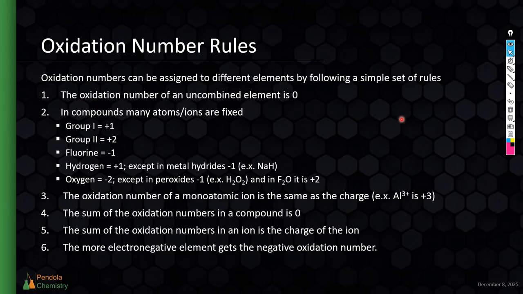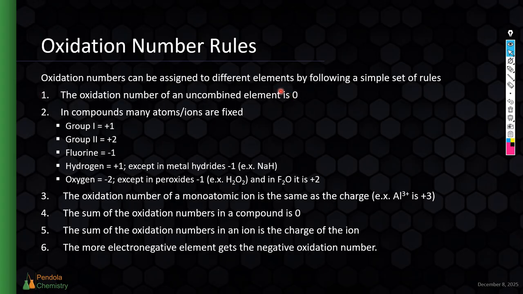Oxidation numbers are applied to different elements by following certain rules. So what we're going to do is we're going to go over these rules in this video in section 7.2, and then in section 7.3 we're going to look at how to apply those rules to different compounds. So oxidation numbers can be assigned to different elements by following a simple set of rules. Those rules are that the oxidation number of any uncombined element is 0.